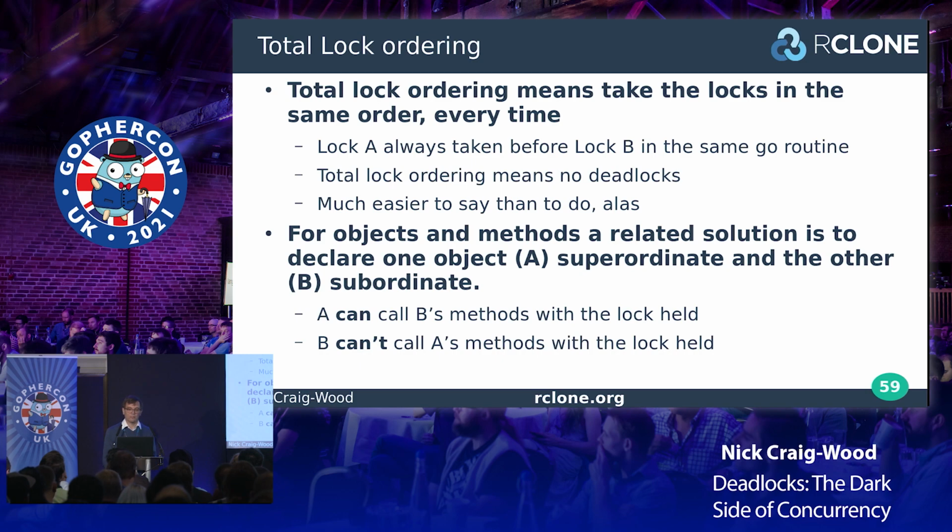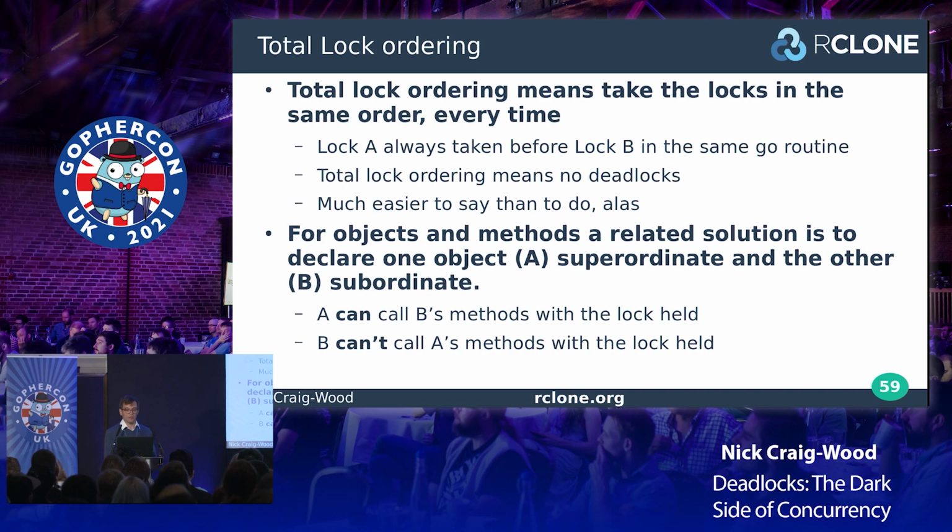Now it's time to bring out the big guns. Total lock ordering. The ultimate solution to this is to impose total lock ordering. This means that you assure that if the locks overlap, then you always take one lock first. So if you have two locks, A and B, you always take lock A before taking lock B in the same goroutine. This makes sure we never have a deadlock. I'm sorry to say though, it's much easier to say this than do it in a structured program with locks inside objects.